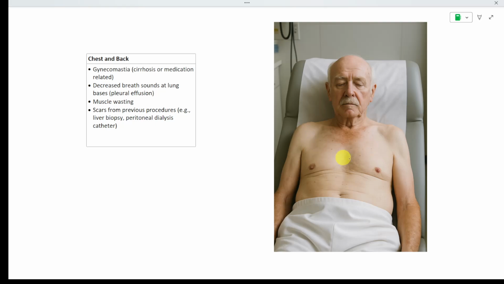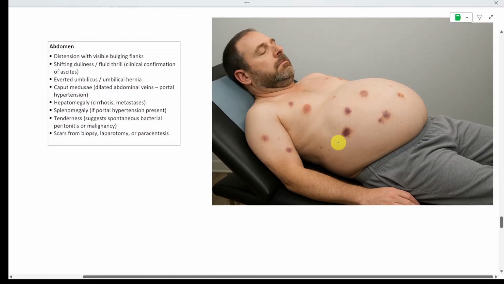Look for muscle wasting, and look for scars from previous procedures, such as liver biopsy or peritoneal dialysis catheters as well. So those are the things that you look at in the chest, as well as the back of the patient. After that, you find bits and pieces from here and there, and then you go to the abdomen.